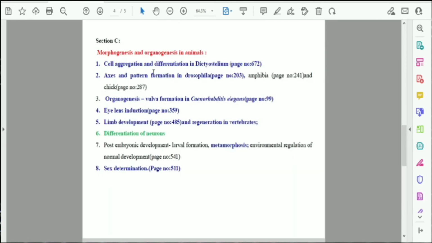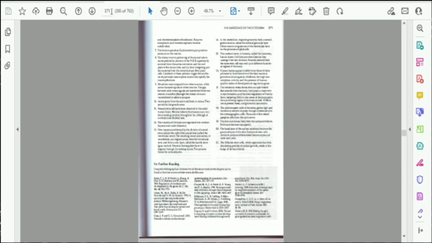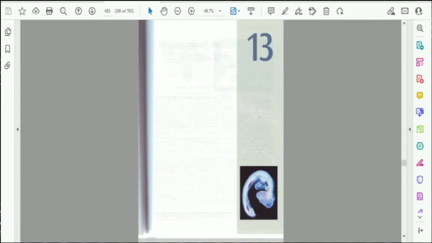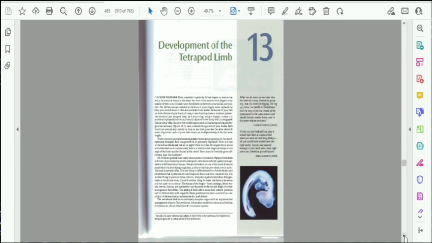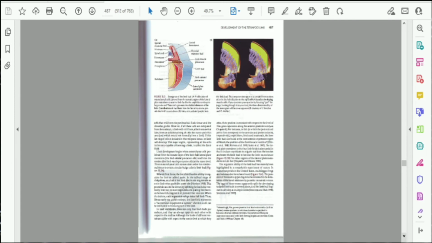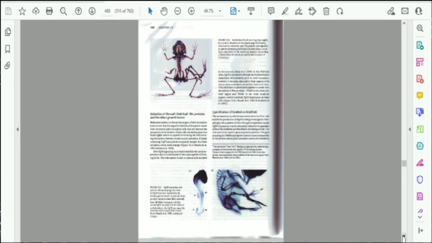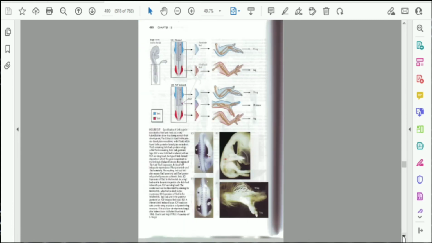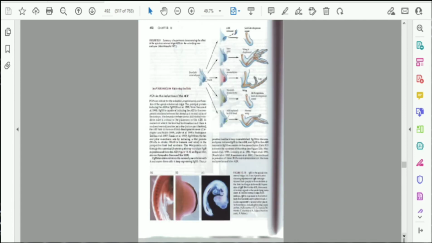And next thing is limb development, a very, very important topic, on page 485. Development of the tetrapod limb is very important, and this diagram is important. This diagram is important, and this one also. Don't feel that they are not going to ask about diagrams, such as filling in the blanks. Read what is given below the diagram, the figure explanation. You need to read those things, and how the specification is done. Also the generation of AER, and how FGF is used in induction of AER.